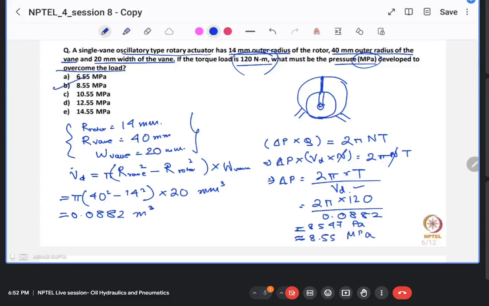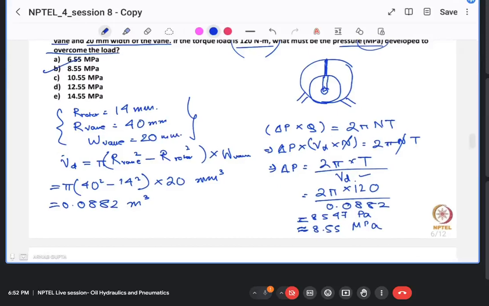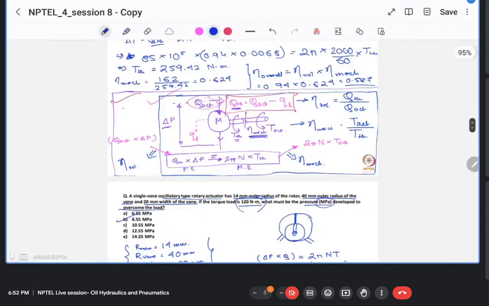It's a pretty straightforward question. Again, this question can be tweaked around by putting in some efficiency terms, in terms of volumetric efficiency or mechanical efficiency. All you have to keep in mind is this particular thing that we discussed. So this should be the thumb rule.